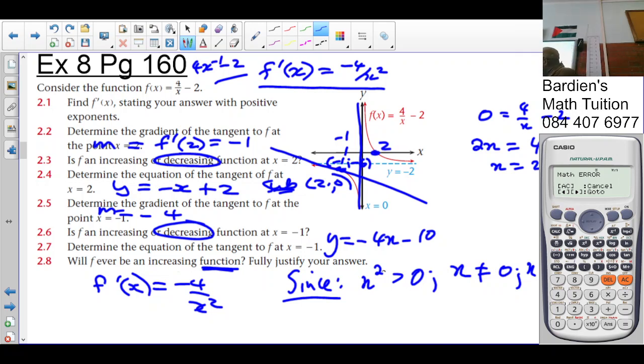However, if you're looking at negative 4 over x squared, what's a negative divided by a number that's always positive? Negative. So that will always be less than 0, provided x is not equal to 0, for x an element of real numbers. And then we just explained that since the gradient is always negative, for all values of x the gradient will be negative. Therefore, this graph will never be an increasing function. Does that make sense?